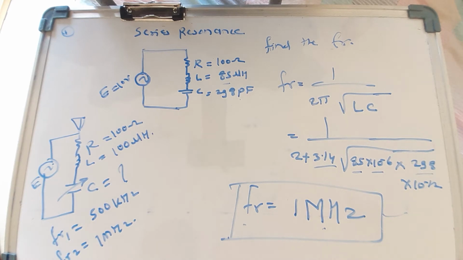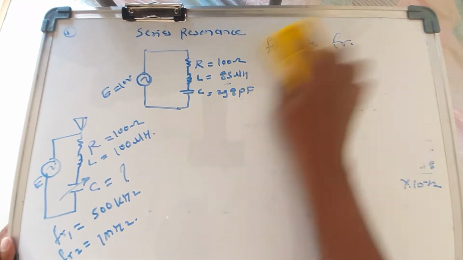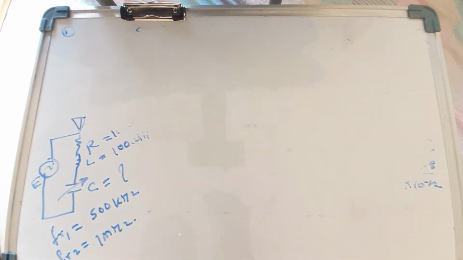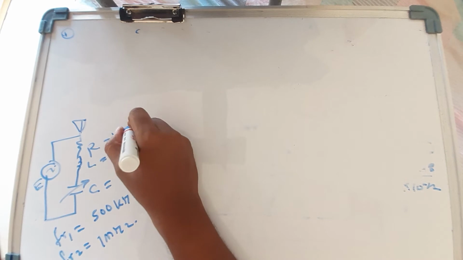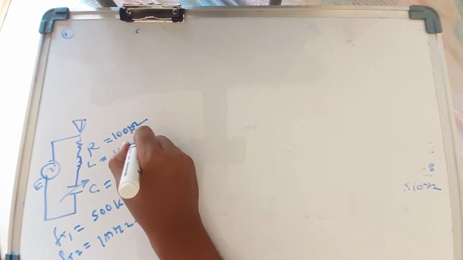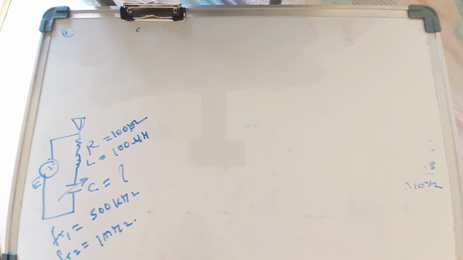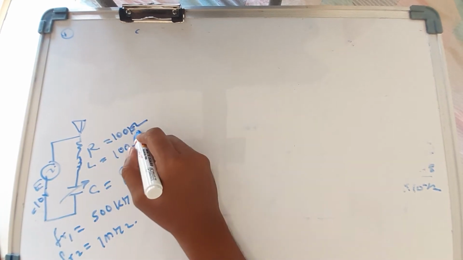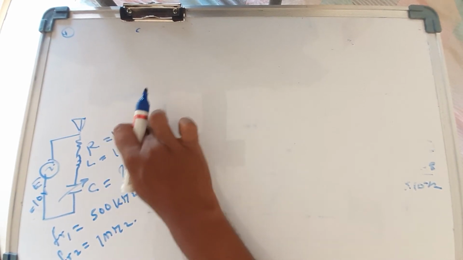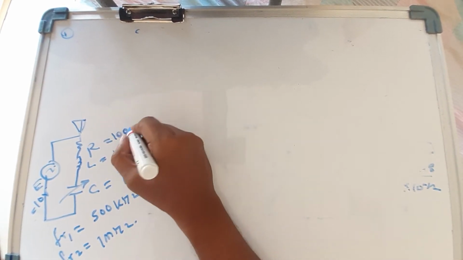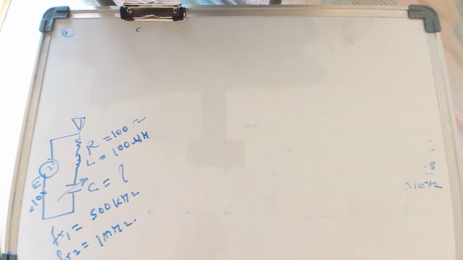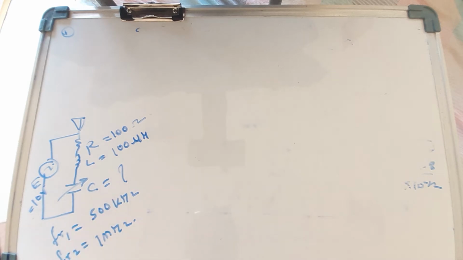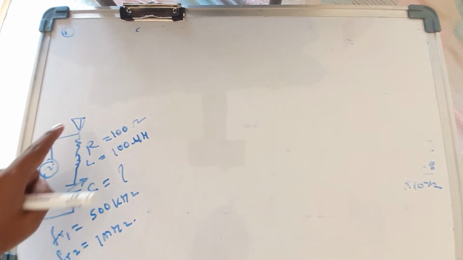Now I will go for the next problem for the series resonance. The same circuit is there. The supply voltage is 10 volts, resistance value is 100 ohm, then inductance value is 100 microhenry, but we have to find out the value of the variable capacitor. This capacitor is variable and this is the antenna.